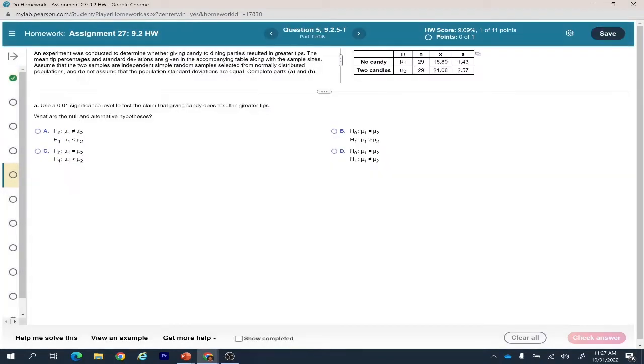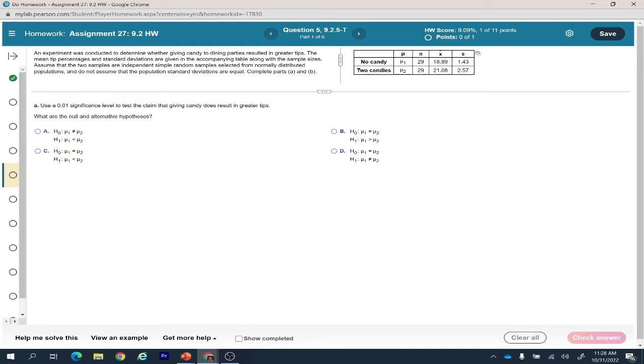Here is the problem we have been given. Here is the data. As you can see, there are two situations. An experiment was conducted to determine whether giving candy to dining parties resulted in greater tips. The mean tip percentage and standard deviations are given in the accompanying table. Here, if you don't give candy, the sample size is 29, the sample mean is 18.89, and the standard deviation is 1.43. This is the tip. And then when you give two candies, the sample mean is greater than when not giving candy.